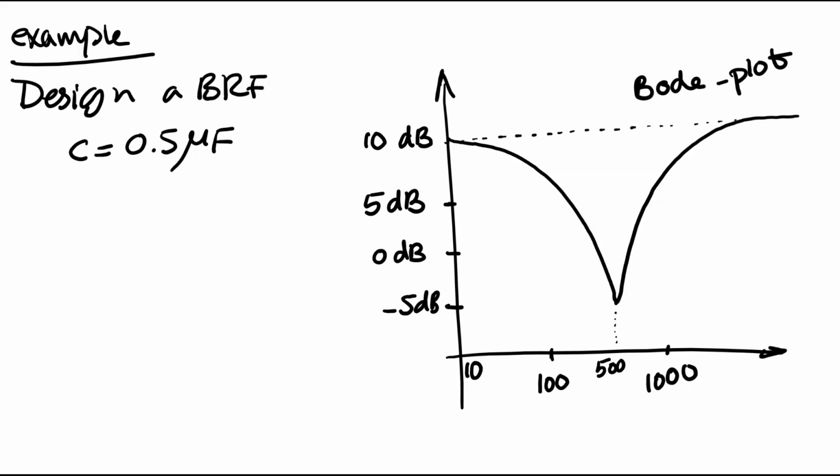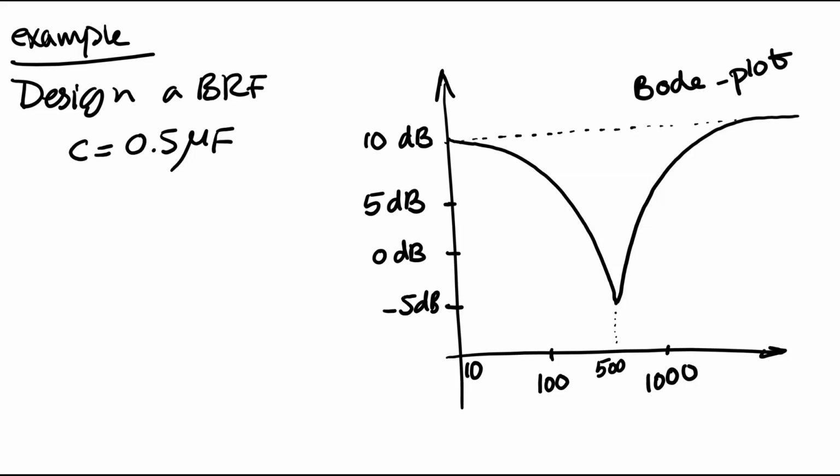Okay, in this lecture, I want to show you an example of how we can design a band reject filter by an active circuit, with active components such as an op-amp. In this example, we are allowed to use capacitor values equal to 0.5 microfarad, and this is the Bode plot of the band reject filter that we are looking for.